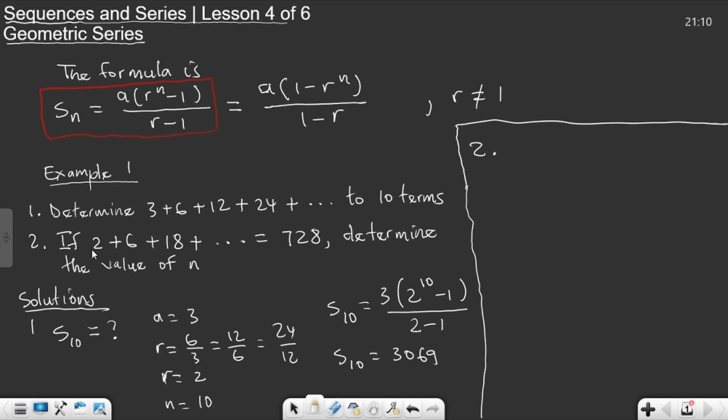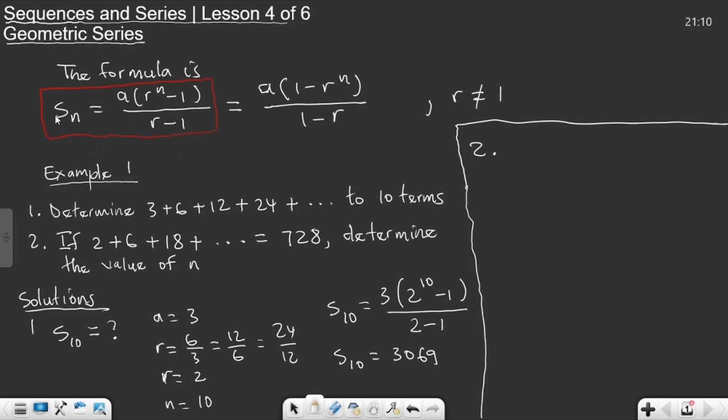Okay, question 2, you can see this is another geometric series. There is multiplication by 3 from 2 to 6, multiplication by 3 from 6 to 18, multiplication by 3. Can you see that? And we are told that the sum is equal to 728. Now we need to determine the value of n. Can we still use this formula? Yeah, the formula can work.